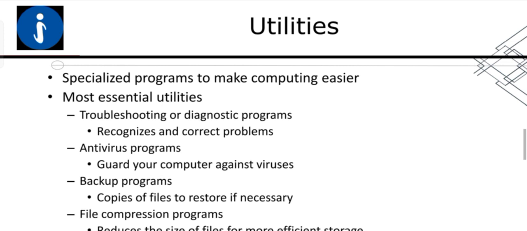Next is the antivirus program. What are its actions? It guards our computer against viruses. Viruses can invade your computer system at any cost or at any time. So what you have to do is purchase or install an antivirus program on your device, and then the antivirus finds your problem and can solve it itself also.